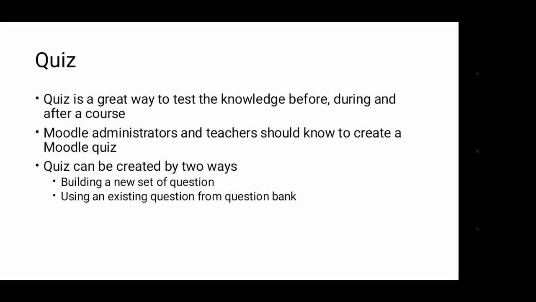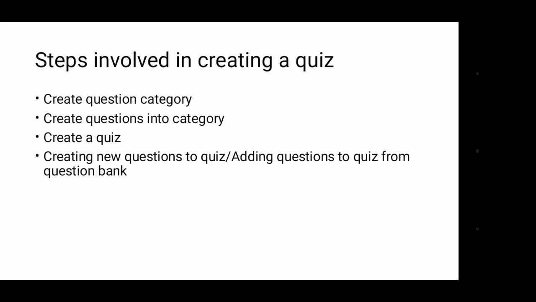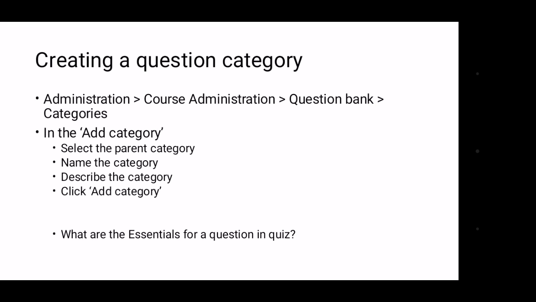A quiz can be created in two ways: building a new set of questions or using an existing question from the question bank. Steps involved in creating a quiz: create a quiz question category, create questions in the category, create a quiz, and create new questions for the quiz or add questions to the quiz from the question bank.